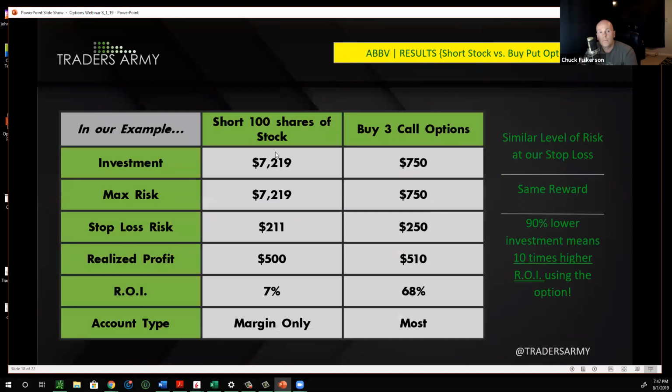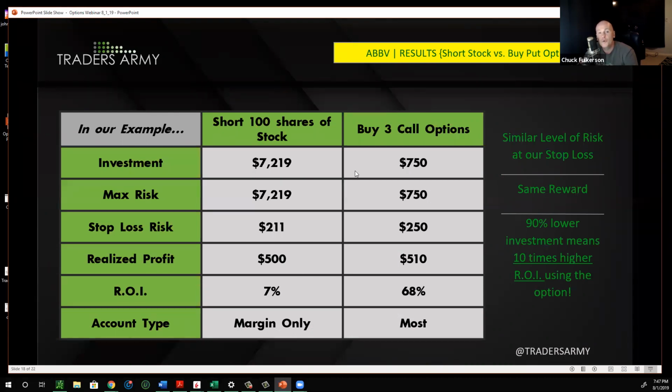So on this one, take a look. 7,219 on 100 shares of stock, or I can do 3 call options. Similar level of risk at our stop out position. Same reward, but roughly a 10 times higher ROI. And, oh, by the way, this is 3 put options, not 3 call options. Sorry about that. This is 3 put options.